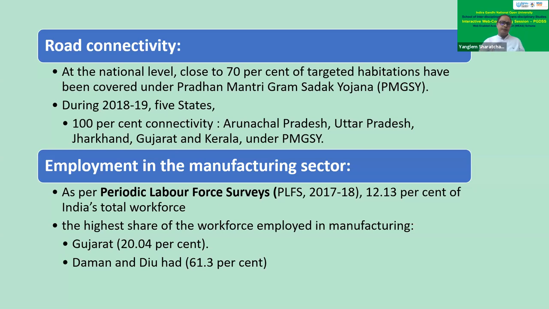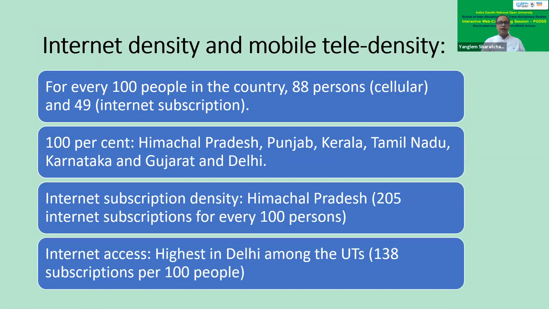State-wise, Gujarat has 20.04% and Daman and Diu 61.3%. Then on internet density and mobile tele-density, this is the status: for every 100 people in the country, 88 have cellular and 49 have an internet subscription. Himachal Pradesh, Punjab, Kerala, Tamil Nadu, Karnataka, Gujarat, and Delhi have 100%. Himachal Pradesh has the highest internet subscription density, and Delhi has the highest internet access among the Union territories.